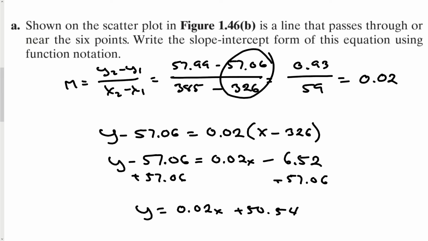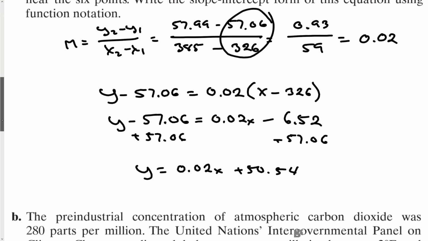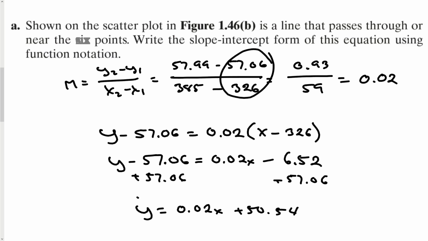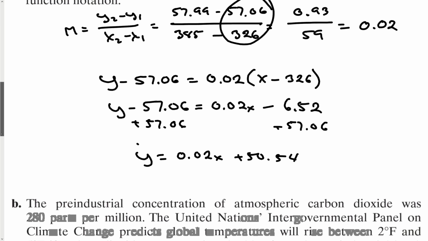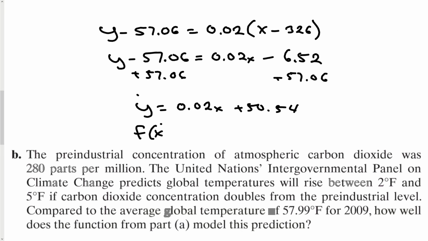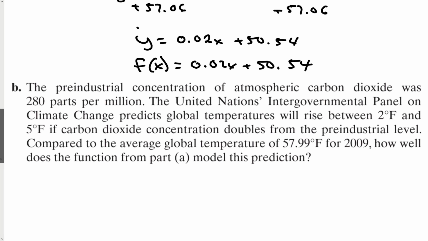Okay, so that is the slope-intercept form of the line. If I want to use function notation on that, I can easily just swap out the y for f of x. So f of x is equal to 0.02x plus 50.54. Let's look at the next part of this.